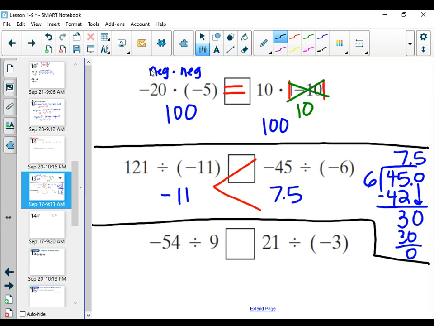Last one. Negative times a positive is a negative 6. A positive times a negative, divided by, is a negative. And then you have to remember that very tricky thing. If they're both negative, whatever is closer to 0 is bigger.